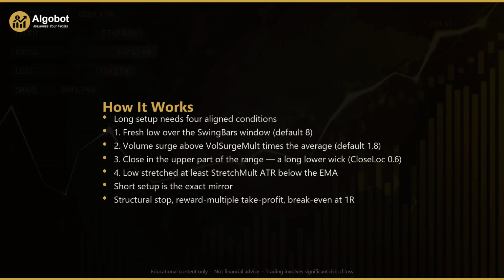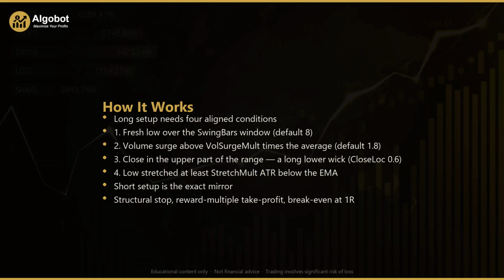Second, a surge of effort. That same bar's tick volume must be at least the VolSurgeMult multiple, by default 1.8 times, the average volume of the prior 20 bars. Real size has stepped in. Third, a failed result. Despite printing that new low, the bar must close in the upper portion of its own range. The close lock parameter, defaulting to 0.6, means the close sits at least 60% of the way up the bar, leaving a long lower wick. The selling effort produced no lasting downward result.